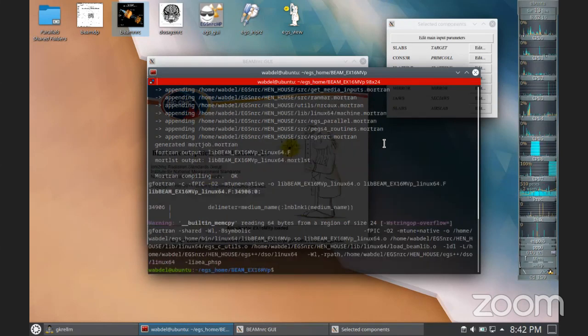But what you need to do is compile the linear accelerator as a library. After you compile it, this you have to do from the terminal. You always type make library after it has been compiled with the make command. Then it will be available as a library. So let's go back to the dosxyz.